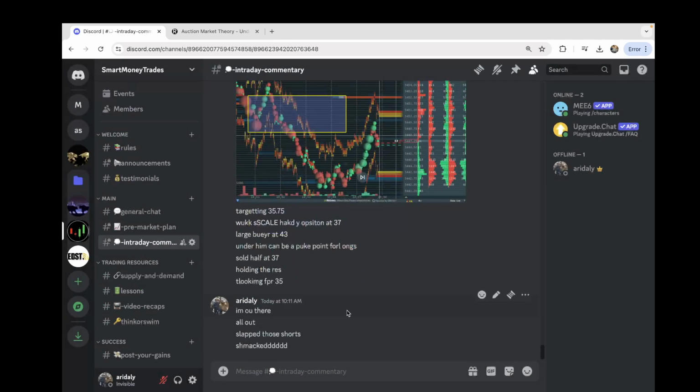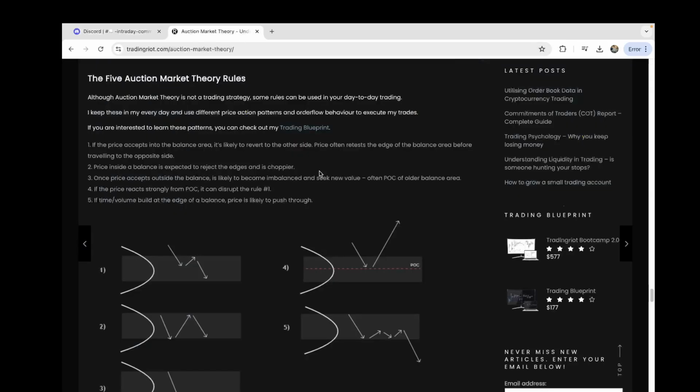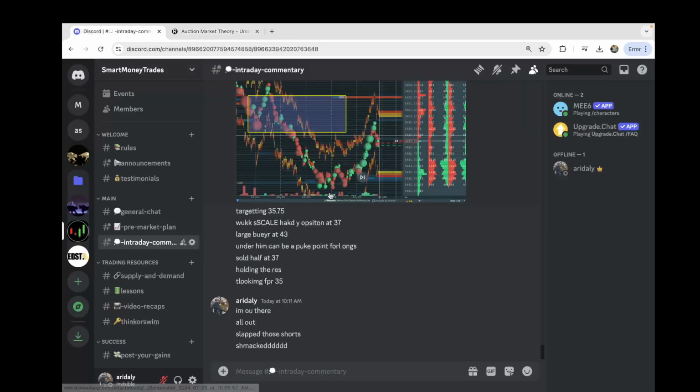So that was a quick trading breakdown, just using auction market theory, supply and demand, order flow concepts, and market profile to come up with these levels. So quick recap.